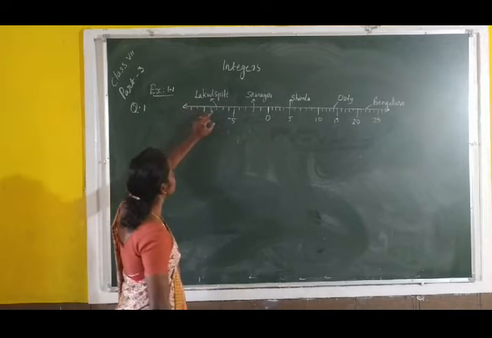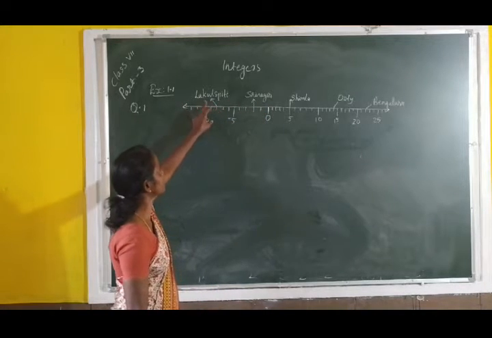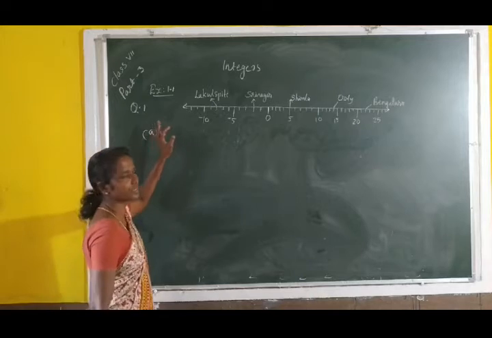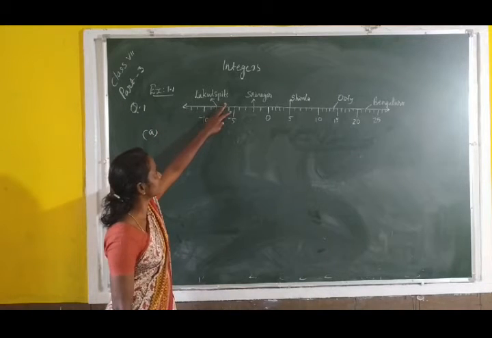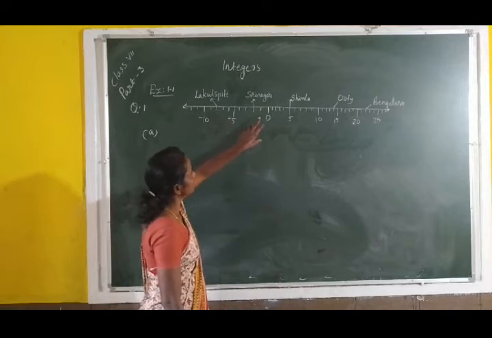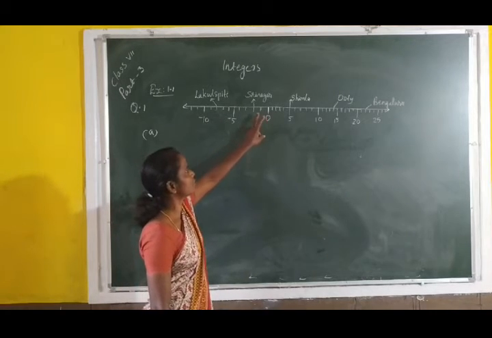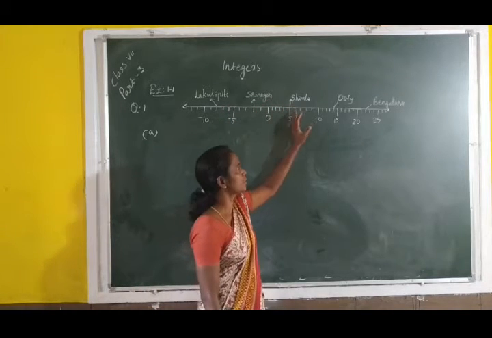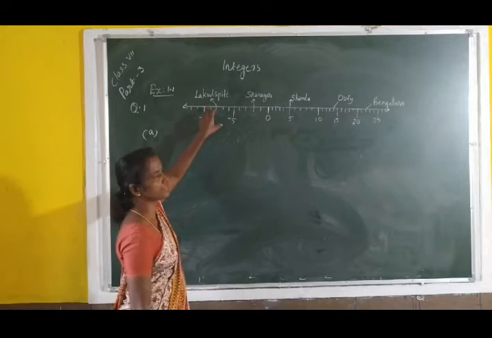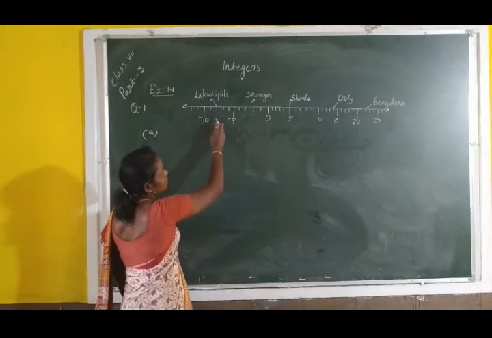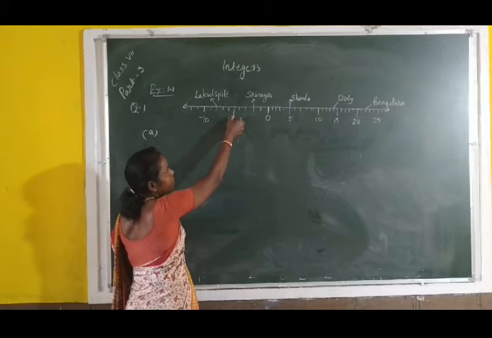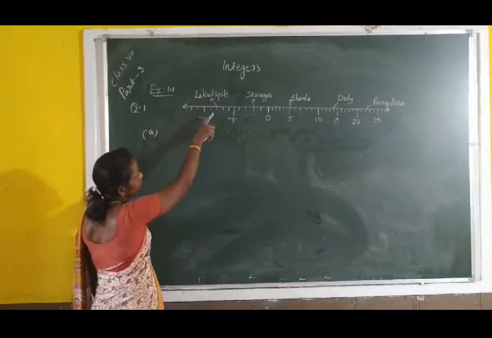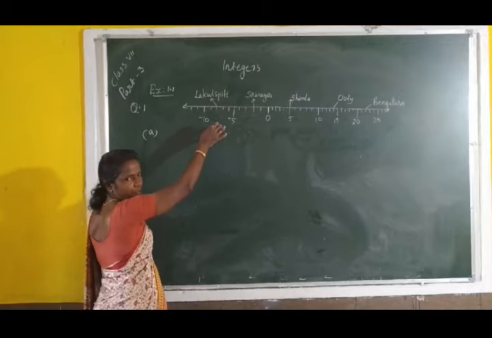Find out which temperature this place shows. The first place in question one is Lehuspadi. What is the temperature in Lehuspadi? Look at this number line: the left side of the 0 mark has negative numbers and the right side of the 0 mark has positive numbers. Look here, Lehuspadi temperature: negative 5, negative 6, negative 7, negative 8. Then you write Lehuspadi and then its temperature.